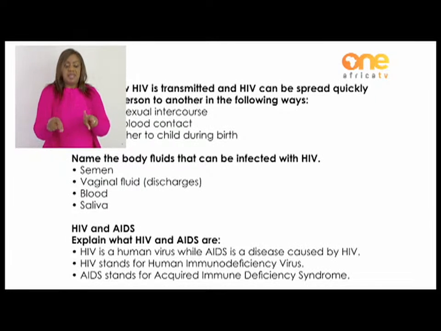So HIV is transmitted through sexual intercourse, or to be specific, through unprotected sexual intercourse. Another way is through blood contact, and it is also transmitted from mother to child during birth. Then we are also required to know the body fluids that can be infected with HIV. The body fluids that can be infected with HIV are the semen, the vaginal fluids, or to say the discharges, the blood, and then the saliva. Those are the body fluids that can be infected with HIV.